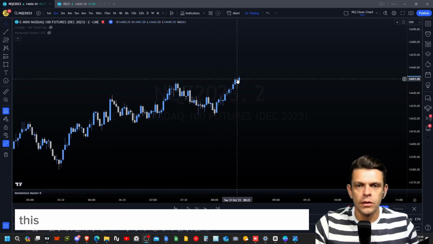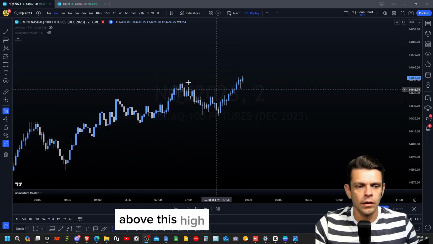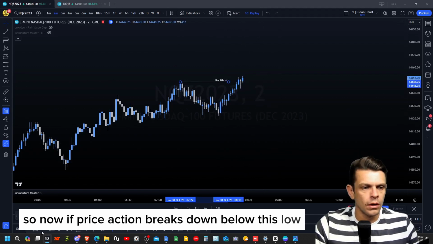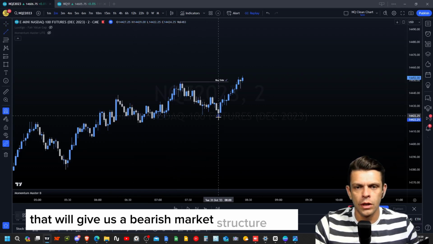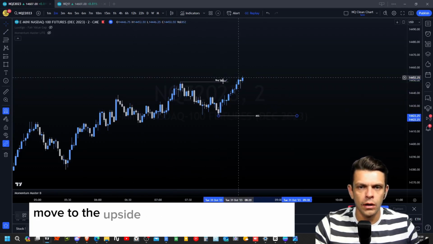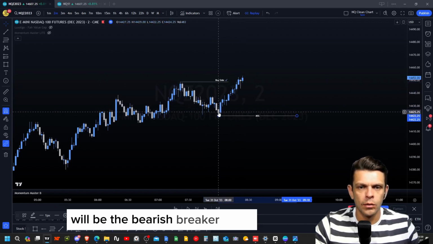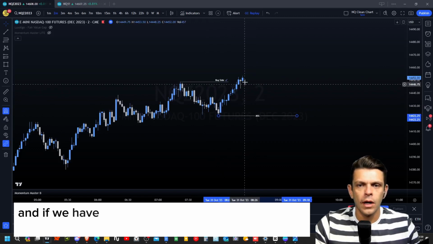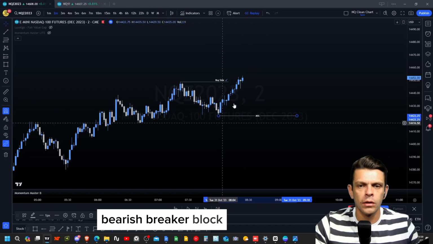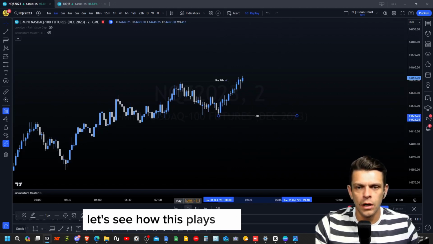Right here, this leg to the upside took out the buy side liquidity above this high. So now if price action breaks down below this low, that will give us a bearish market structure shift. The lowest down close candle before the move to the upside that took out the buy side liquidity will be the bearish breaker block. And if we have a bearish fair value gap overlapping that bearish breaker block, then we have a valid bearish unicorn trading model. Let's see how this plays out.